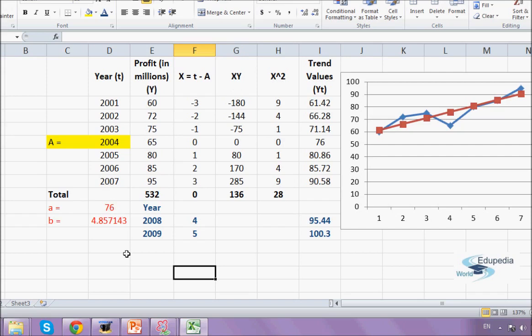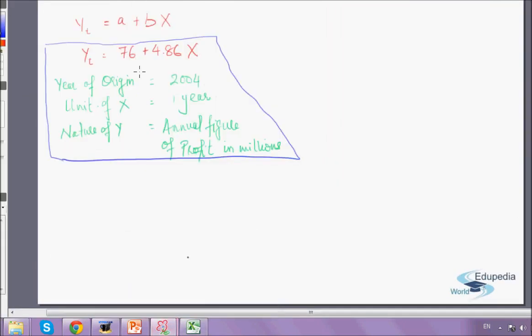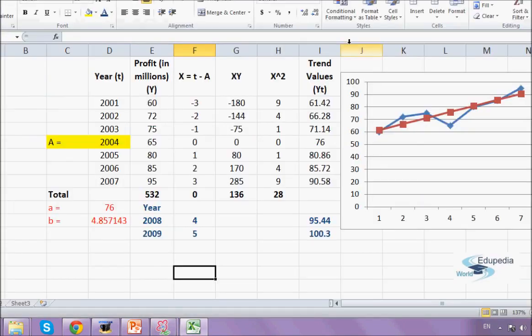Thereafter, we write our solution in this way, where we have the equation y is equal to a plus bx. We write the year of origin, unit of x, and the nature of y, and then if need be, you can also calculate the individual values for each year of the trend, and then finally graph them. If you are asked to forecast the value for maybe 1, 2, or 3 years, you can do that as well using the same equation. So that is the treatment for an odd number of observations.